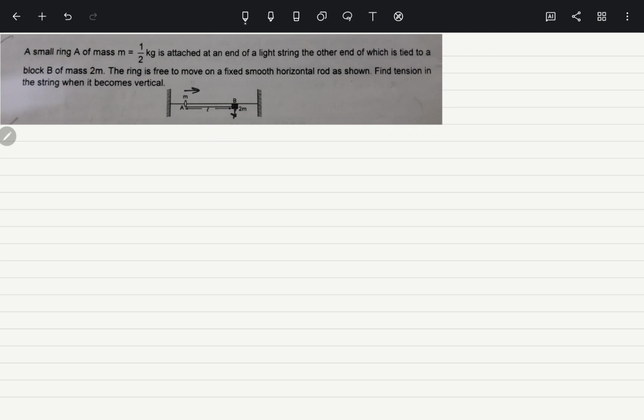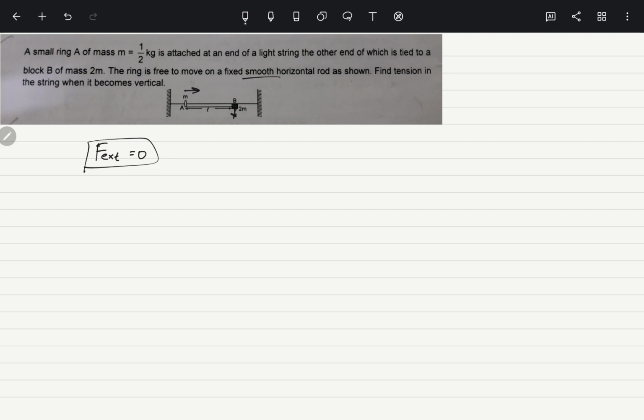Okay, so first of all, we can see that on this system there's no net force acting in the horizontal direction, right? This rod is smooth here. The vertical force mg is acting, so we cannot say there's no external force in the vertical direction, but we can say there's no external force acting in the horizontal direction, so the external force in the horizontal direction is zero. So from there we can say that the momentum of the system will be conserved.